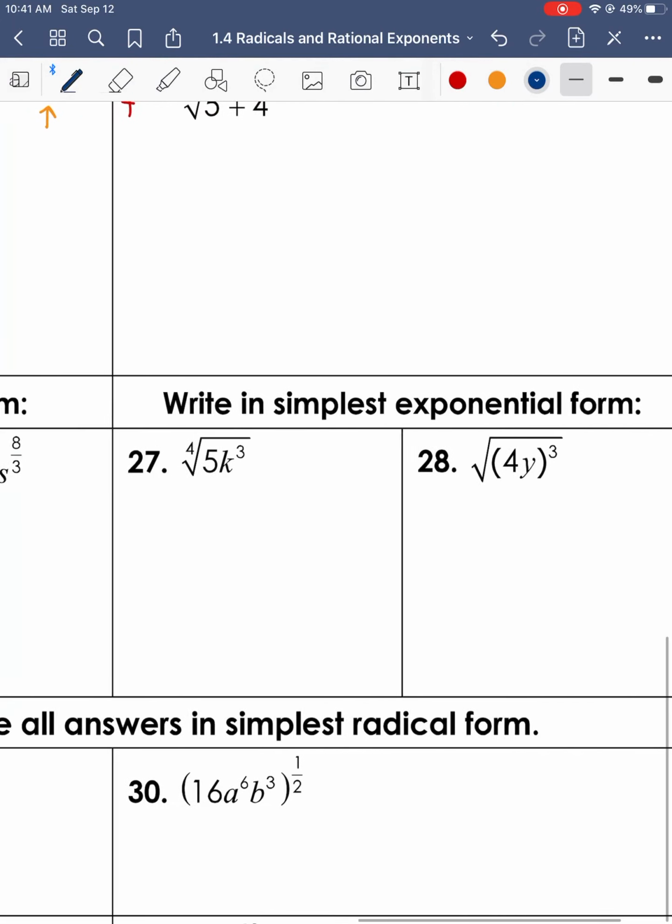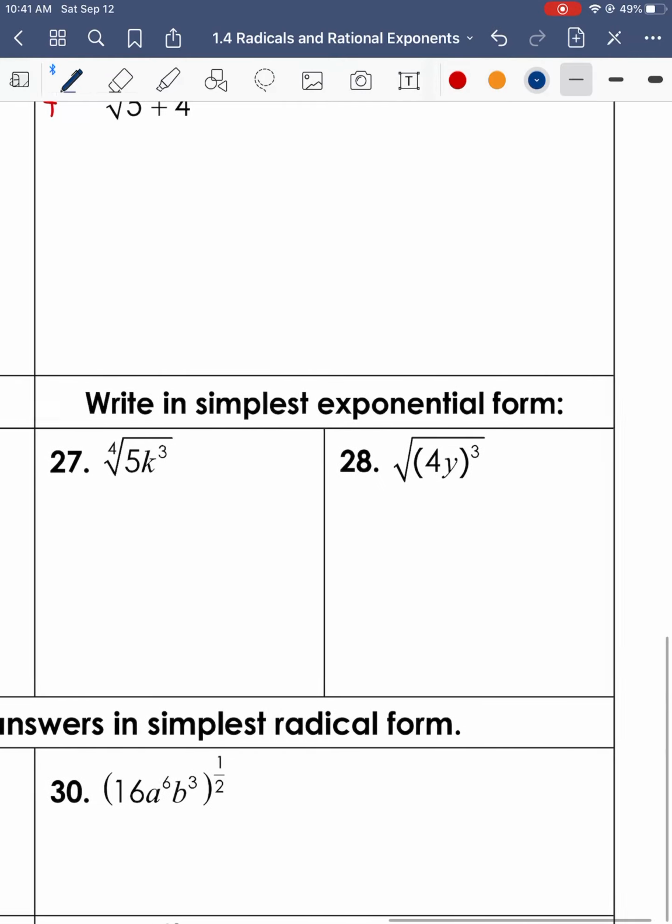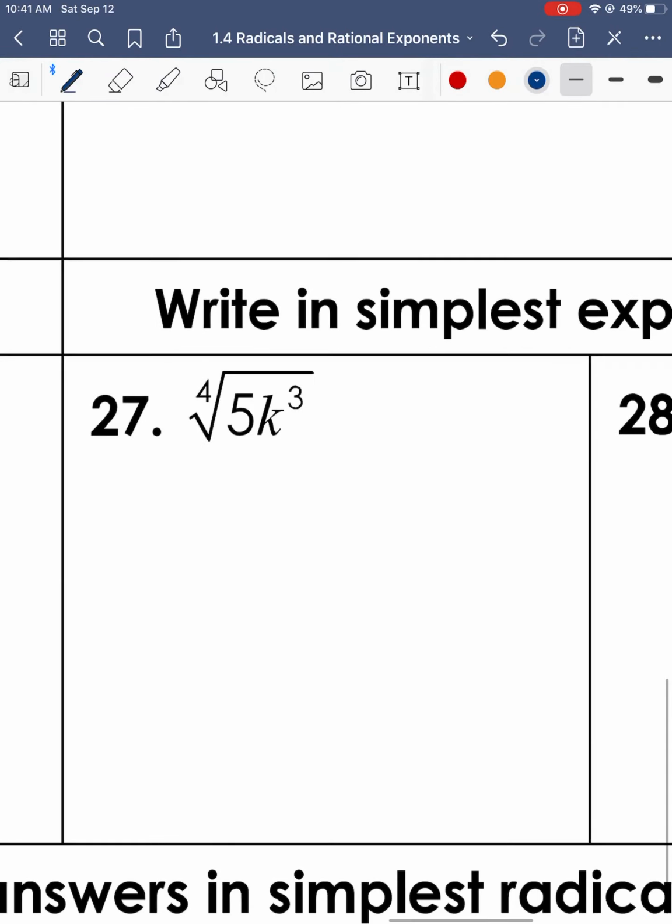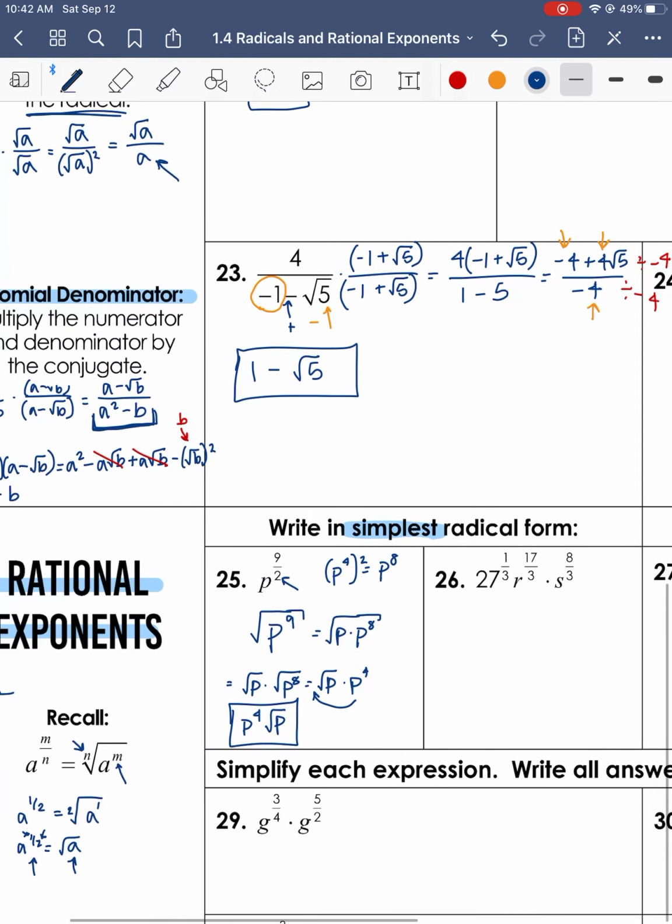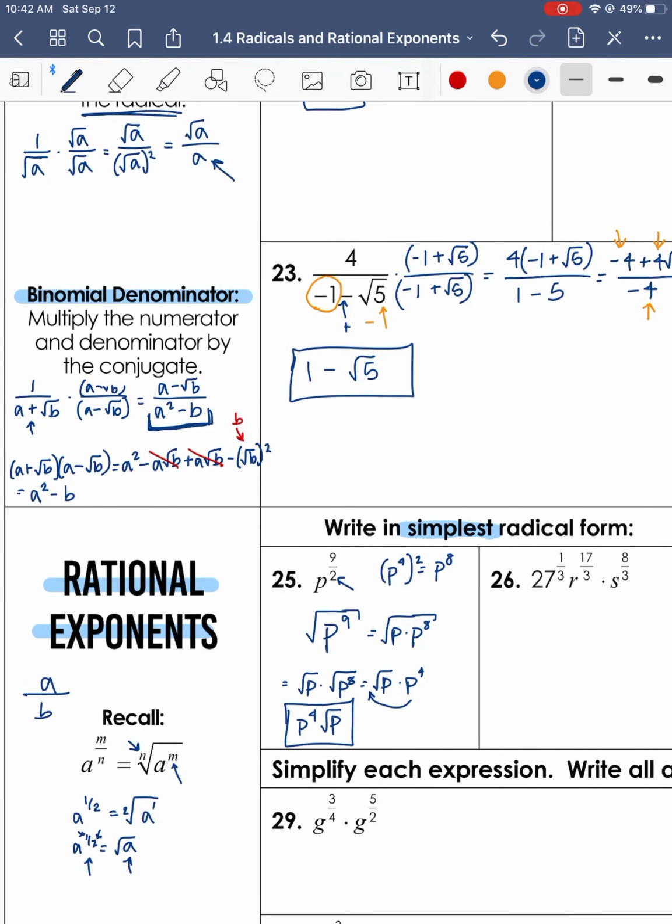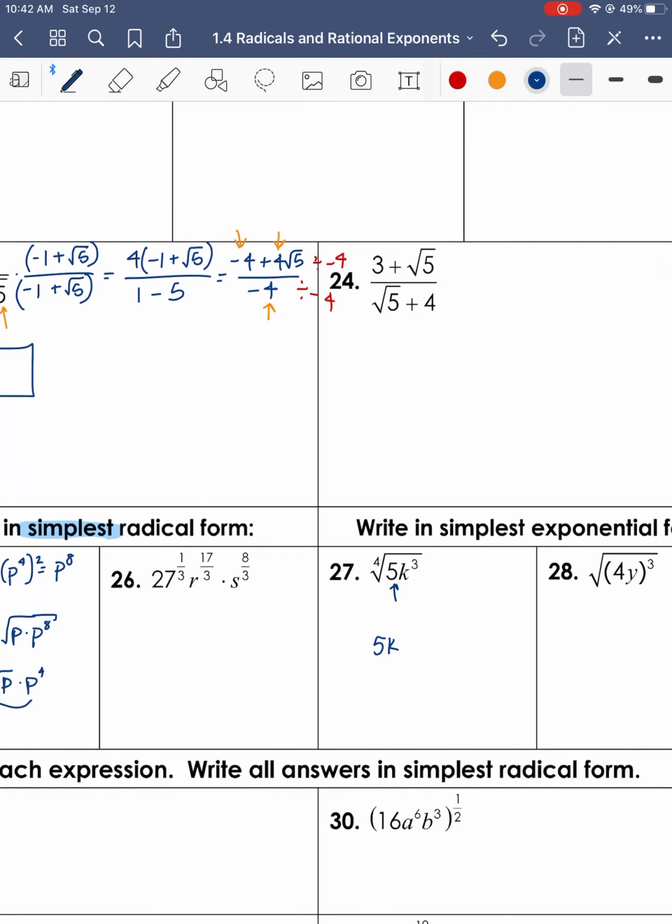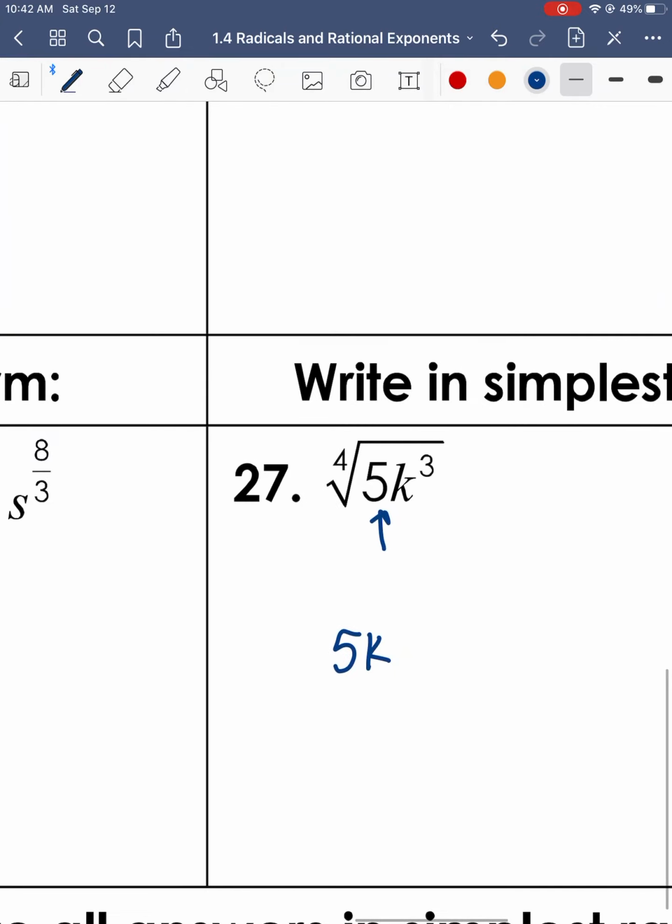Okay, let's do write the simplest exponential form. So this is going the other way. Our radicand here is 5k. That's going to be our base, 5k. And looking back at our notes, we know that whatever the root is going to be the denominator, and whatever the exponent is going to be the numerator. So the root here is 4. We're going to keep this cubed in here.